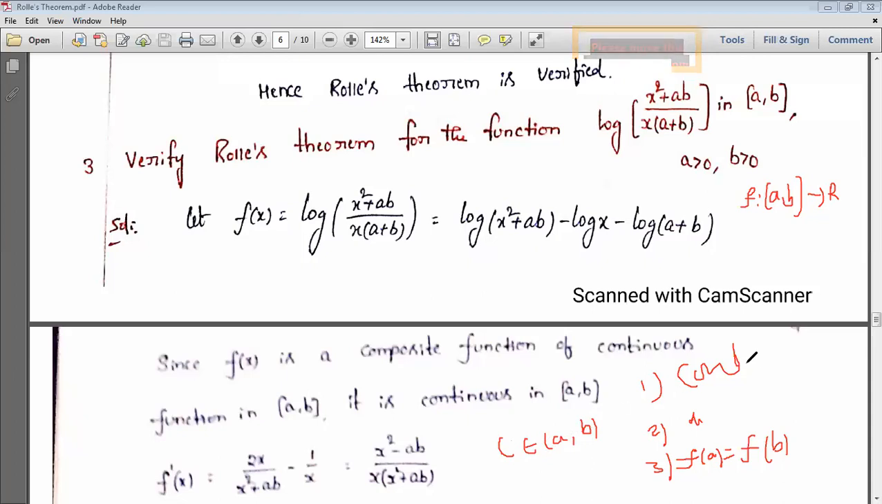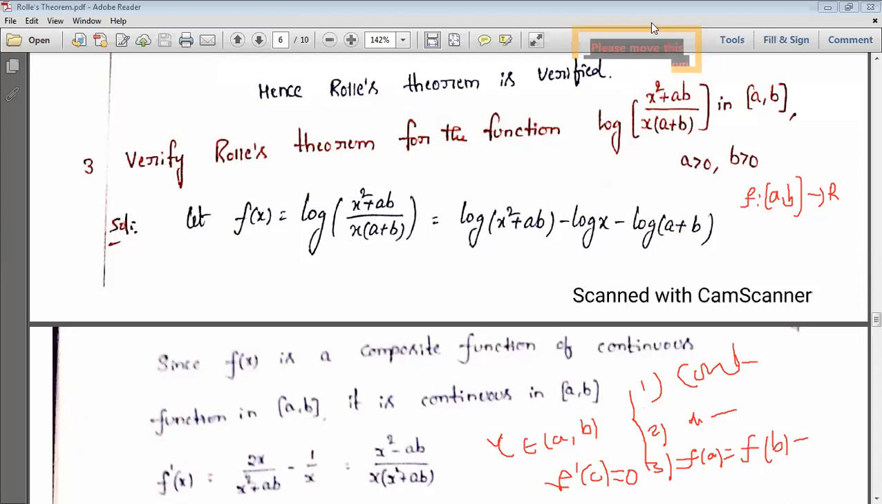So for Rolle's theorem, first we check that the function is continuous, second that it is differentiable, and third that f(a) is equal to f(b). If the three conditions are satisfied, Rolle's theorem can be applied. Next we find the value of c using the condition f dash of c is equal to 0. If at least one of the values lies in the given interval, then Rolle's theorem is verified. This is how we solve the verification of Rolle's theorem problems.